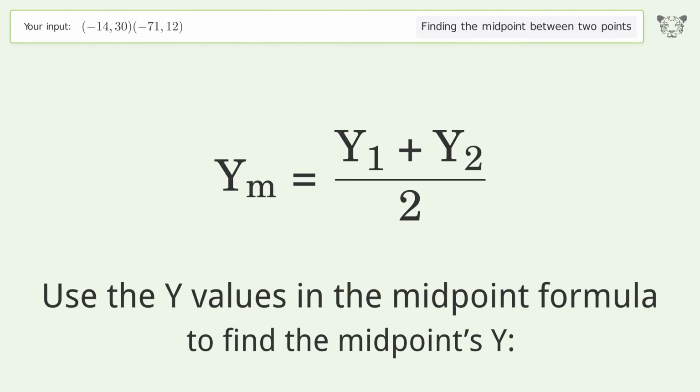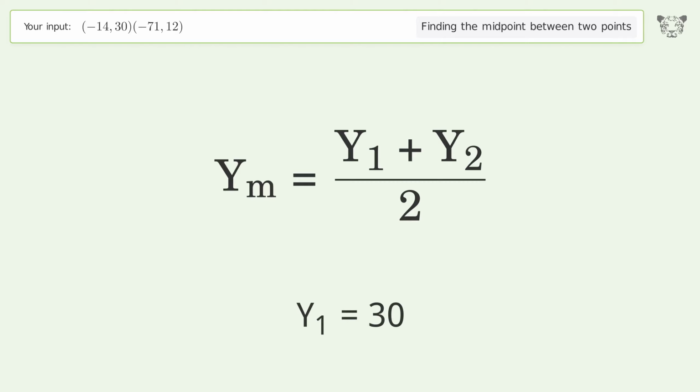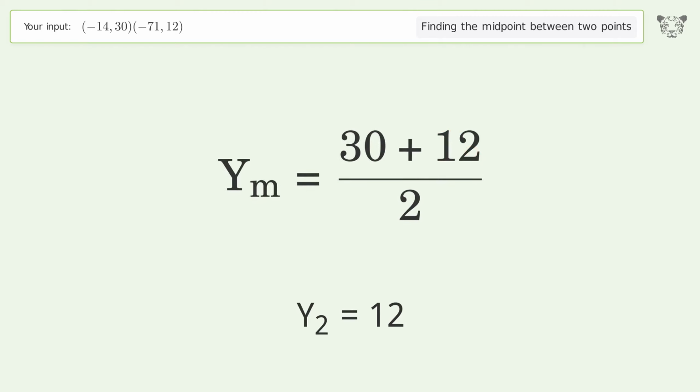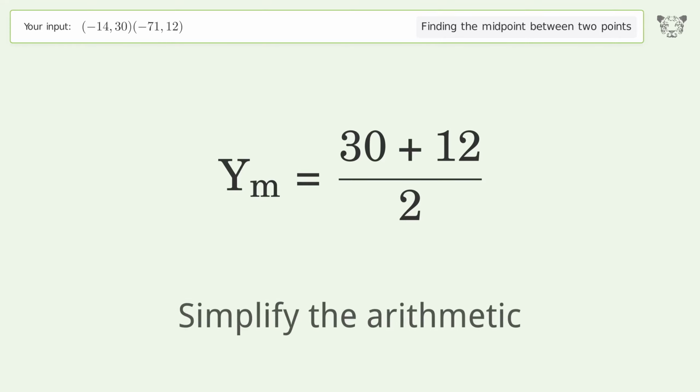Use the y values in the midpoint formula to find the midpoint's y. y1 equals 30. y2 equals 12. Simplify the arithmetic.